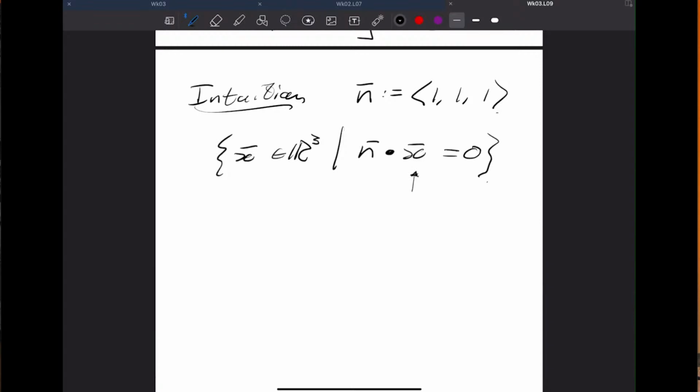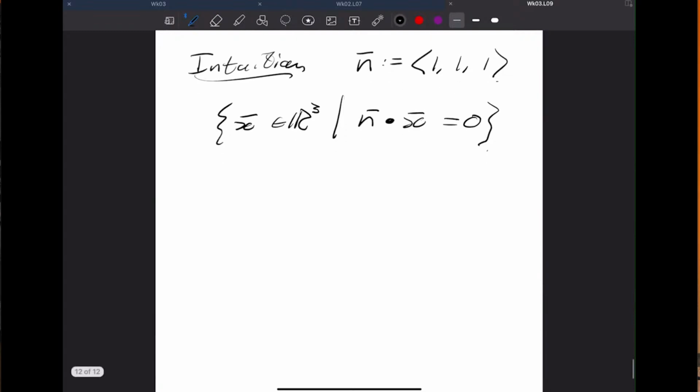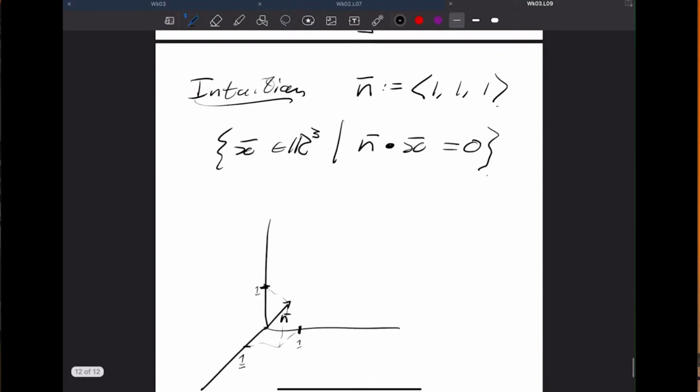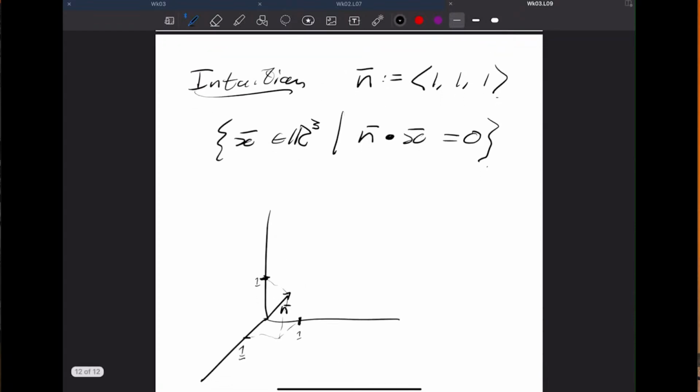We're missing a vector r in here, but let's just think about what happens here. So let's think about what's going on here. So this vector n has coordinates 1, 1, 1. So it kind of looks like that. And if you think about exactly what its coordinates will be, that will be 1, 1, and 1. And now, let us think about the interpretation of this equation here.